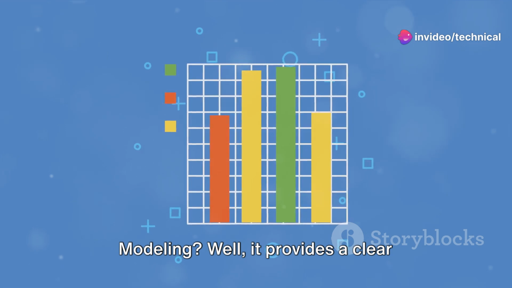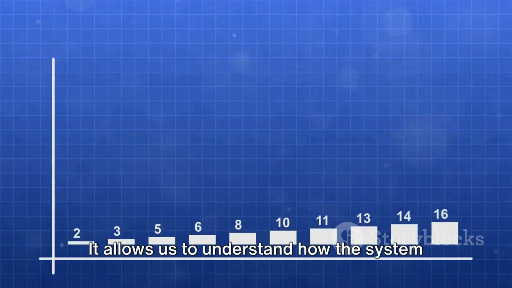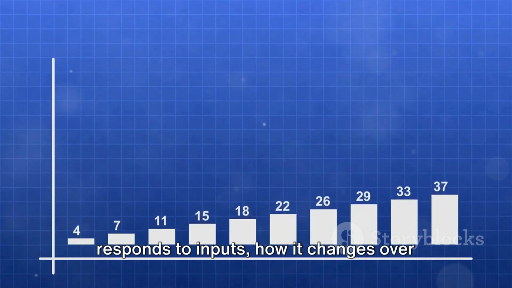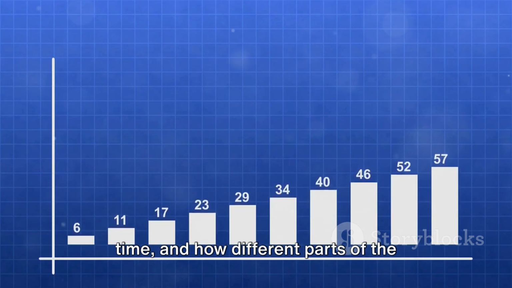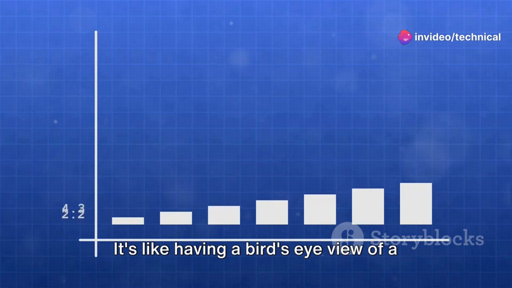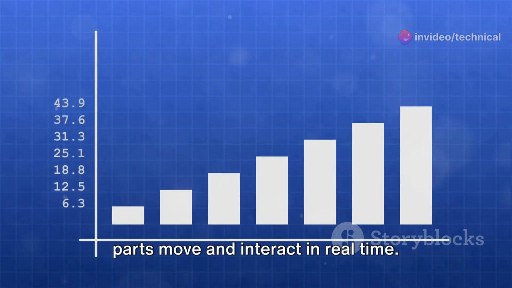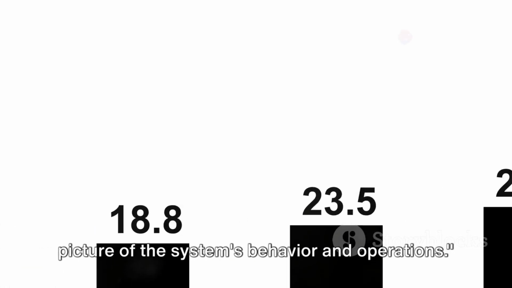Well, it provides a clear picture of the system's behavior and operations. It allows us to understand how the system responds to inputs, how it changes over time, and how different parts of the system interact with each other. It's like having a bird's eye view of a bustling city, watching how the different parts move and interact in real time. Behavioral modeling provides a clear picture of the system's behavior and operations.